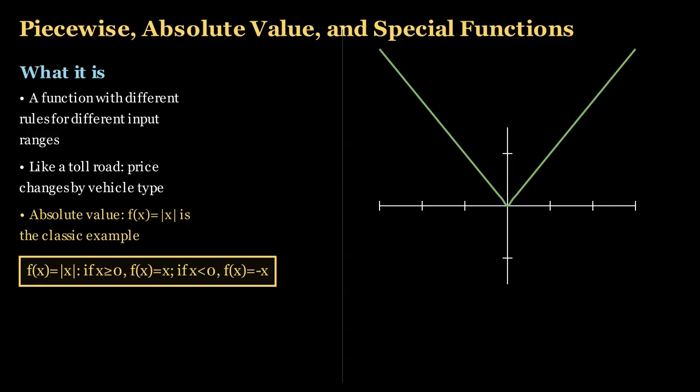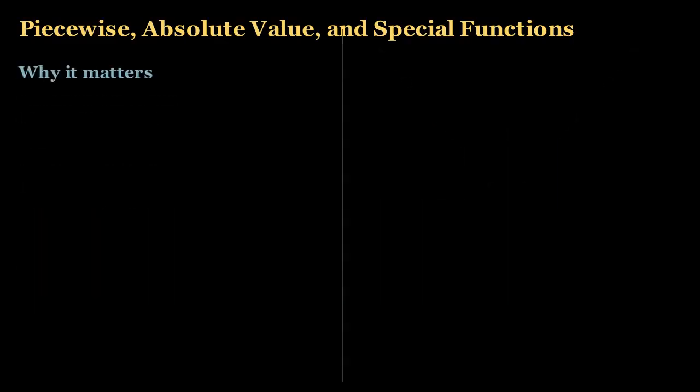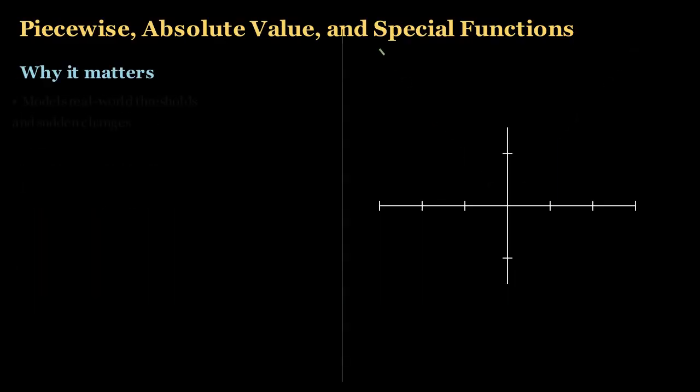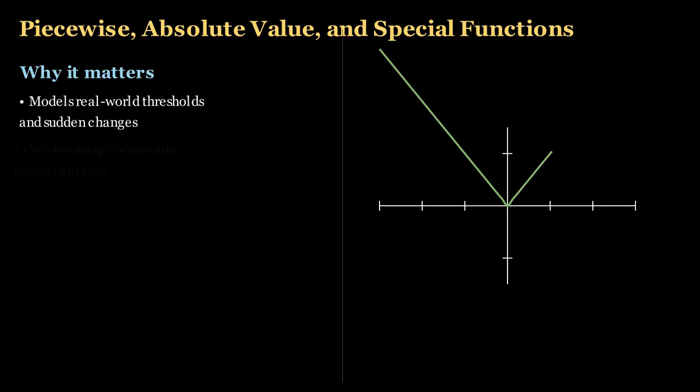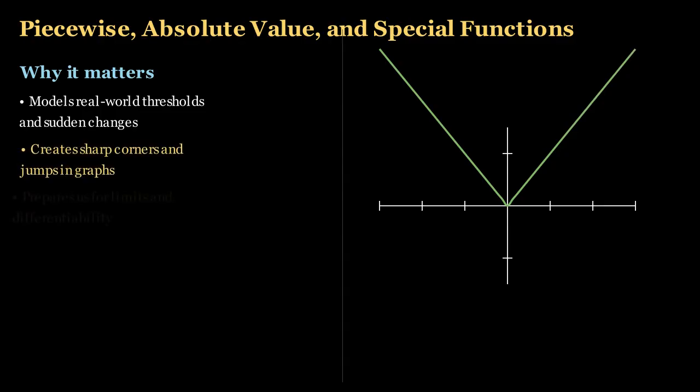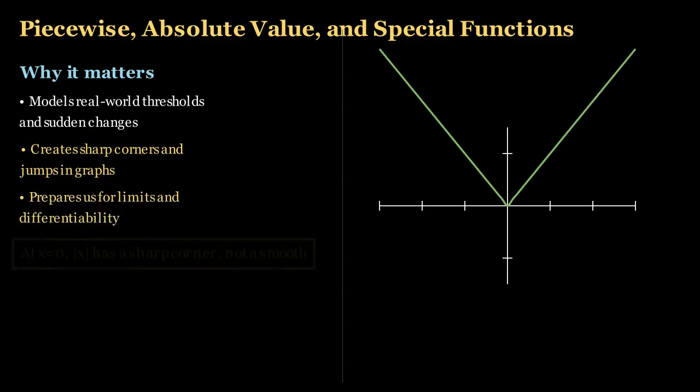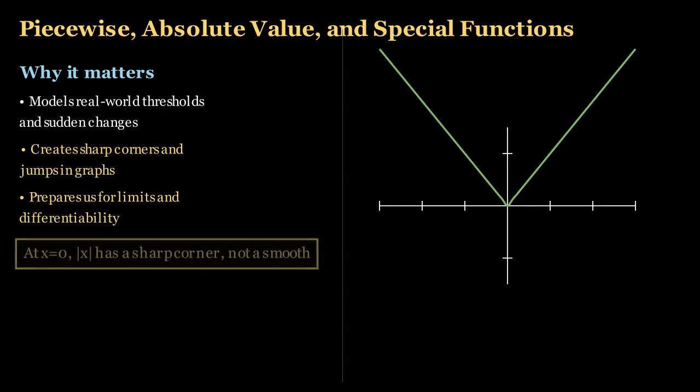A shipping company doesn't charge you smoothly for every extra gram, the price jumps at whole kilogram thresholds. A tax bracket changes your tax rate when your income crosses a certain line. These situations cannot be captured by a single smooth polynomial or a gentle wave. Mathematically, piecewise functions are our first look at where a graph stops being well-behaved.